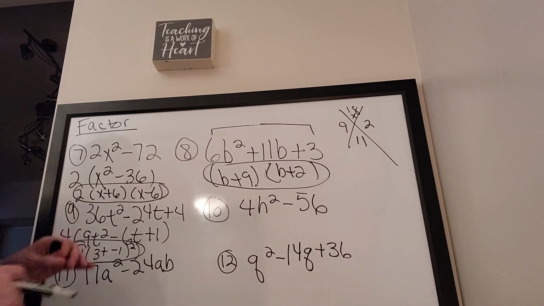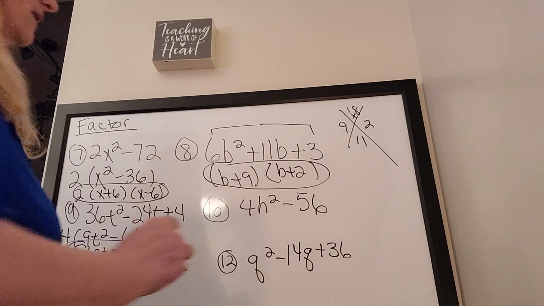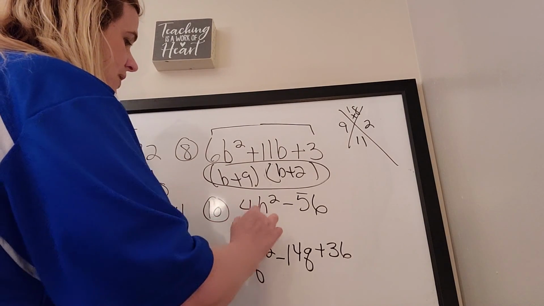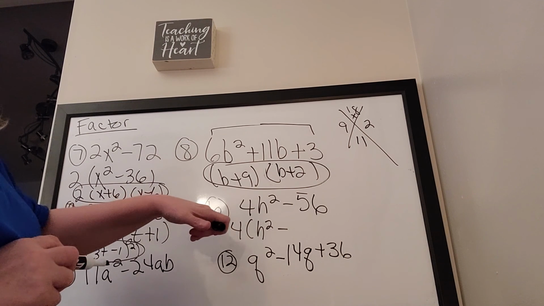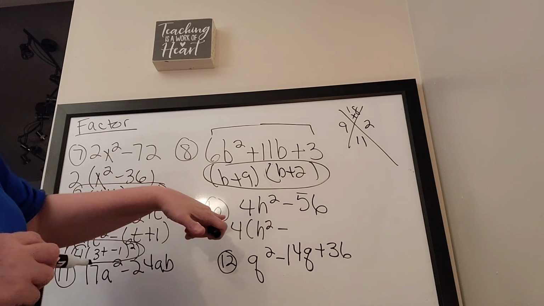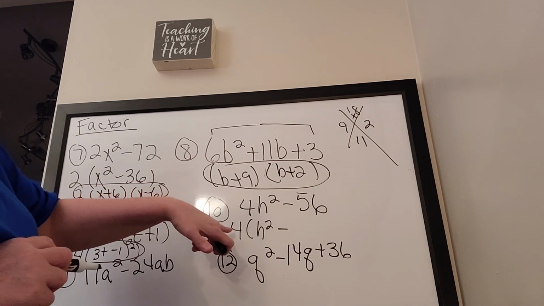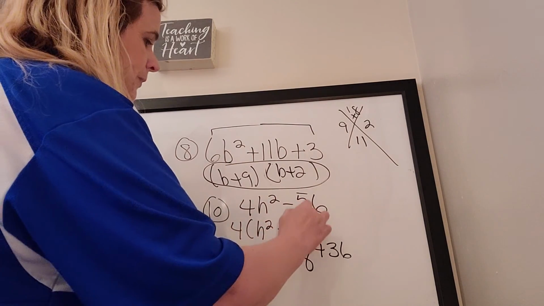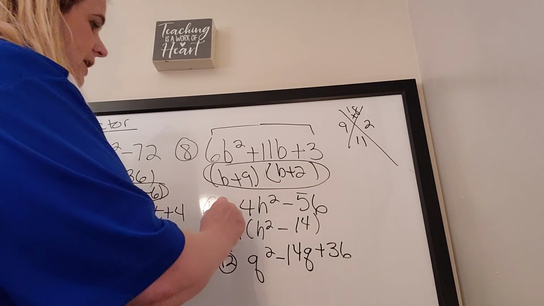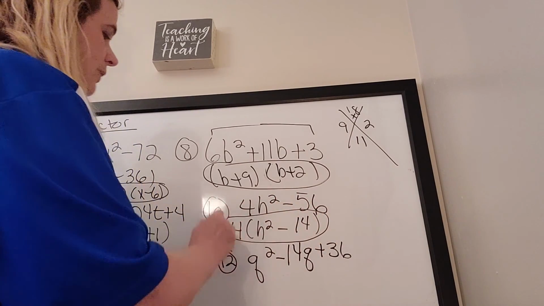So always take out greatest common factor first. So we're going to take a 4 out of here. We're left with h squared minus, let's see, 14. Yes, 14. We cannot go any further than that. 14 is not a perfect square.